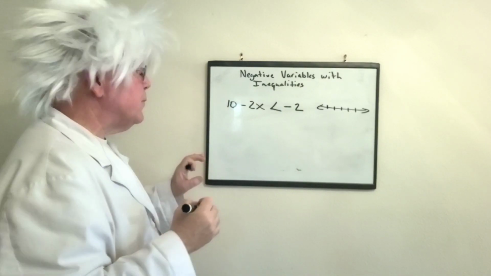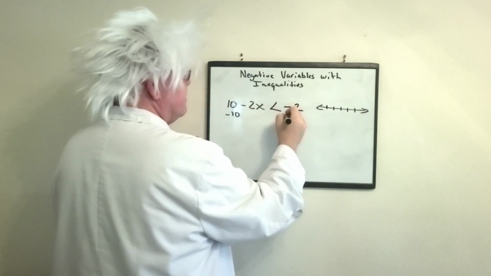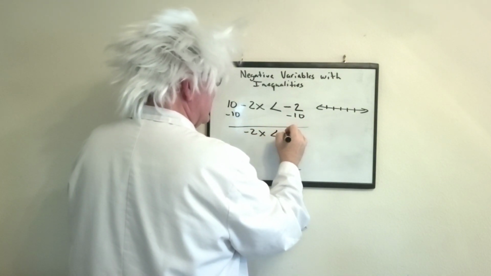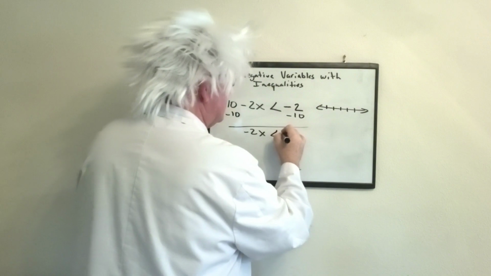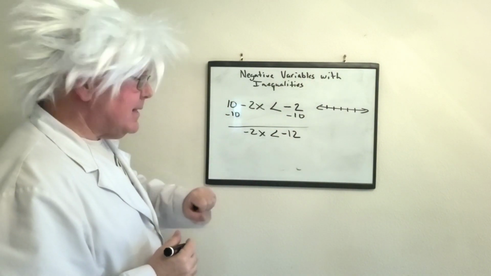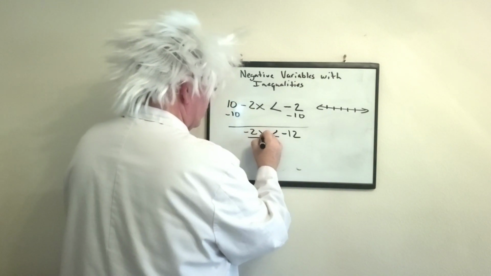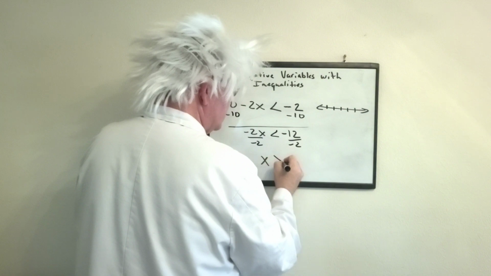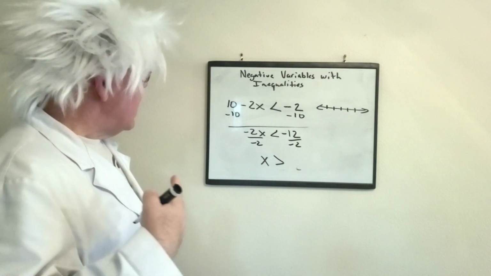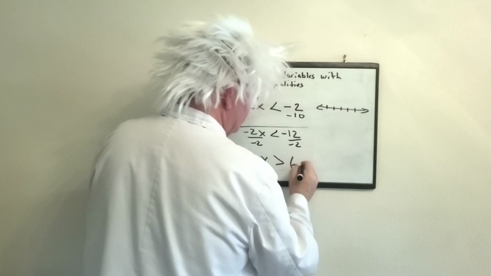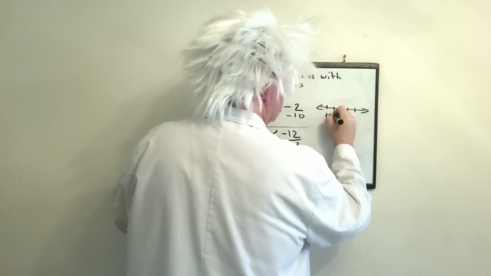First thing we're going to do is subtract 10 from both sides. Okay, fair enough. That's negative 2x less than negative 2 minus 10, which is negative 12. Okay, with me so far? Next thing I'm going to do is I need to remember when I divide by negative 2, I need to switch the inequality from less than to greater than, and negative 12 divided by negative 2 is positive 6. So here we go.